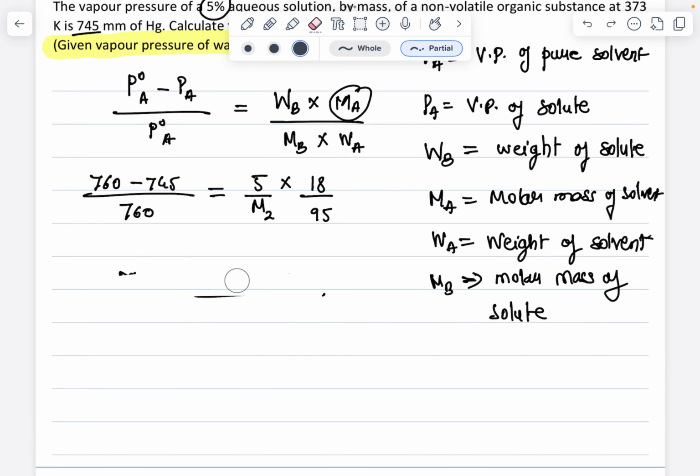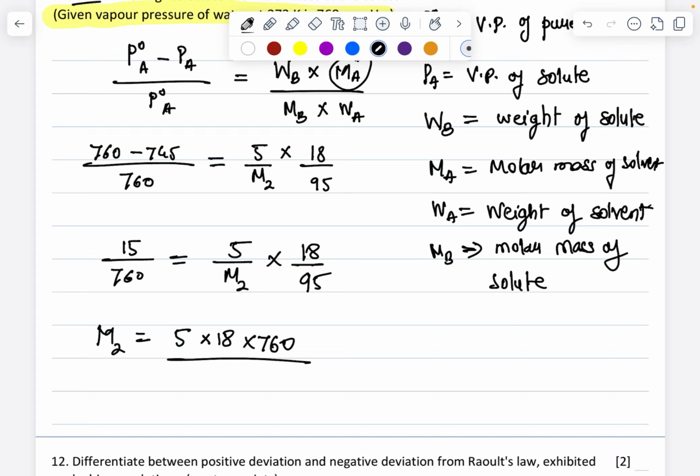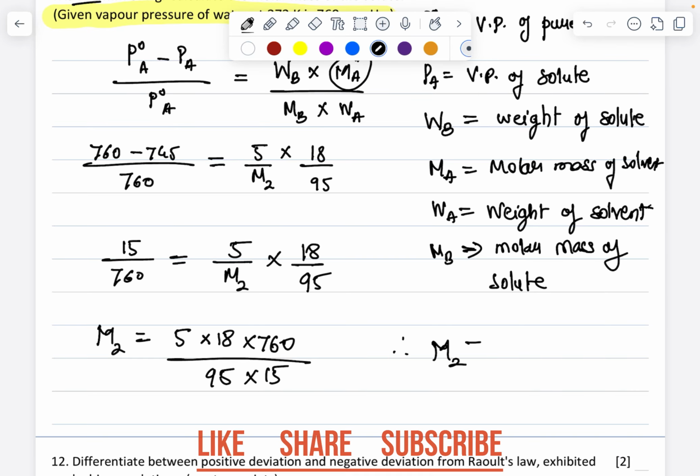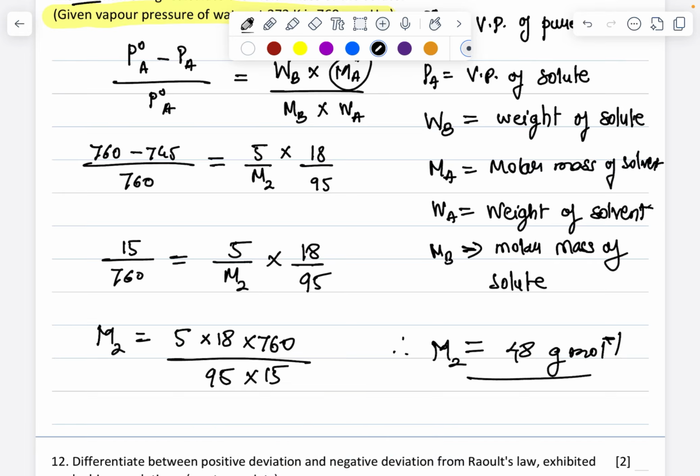Okay, I'll solve this step by step. The purpose of this class otherwise wouldn't be served. This difference, 760 minus 745, is 15, not 5. So therefore the molar mass M2 will come to 48 grams per mole. This is the answer.